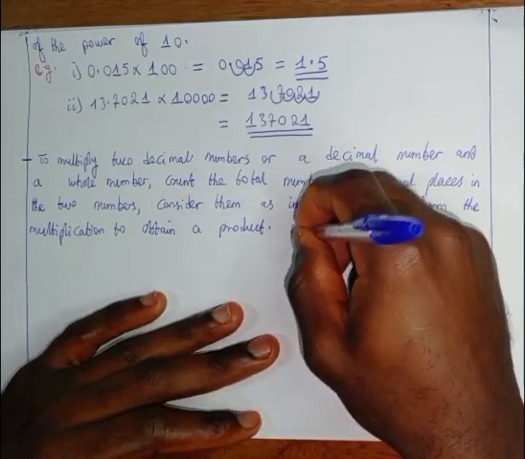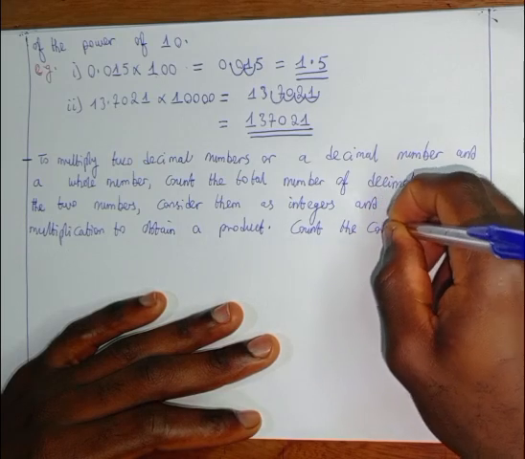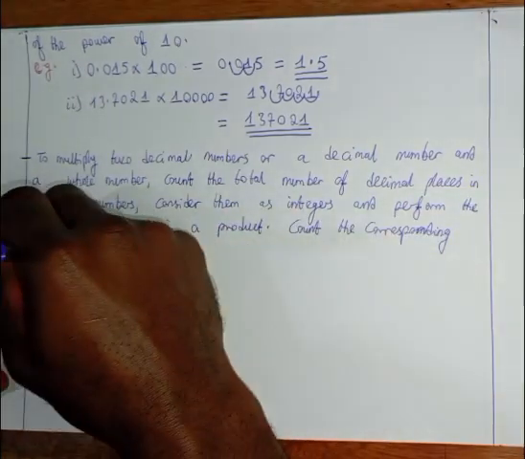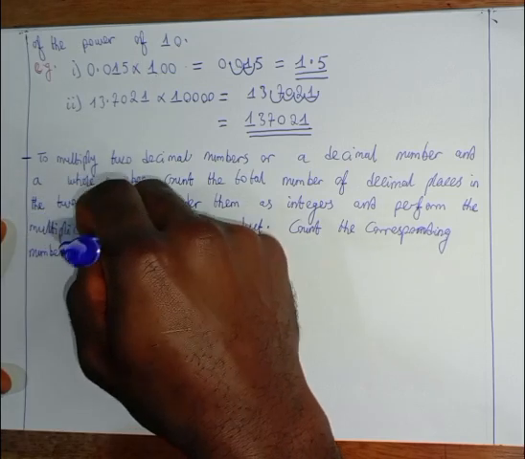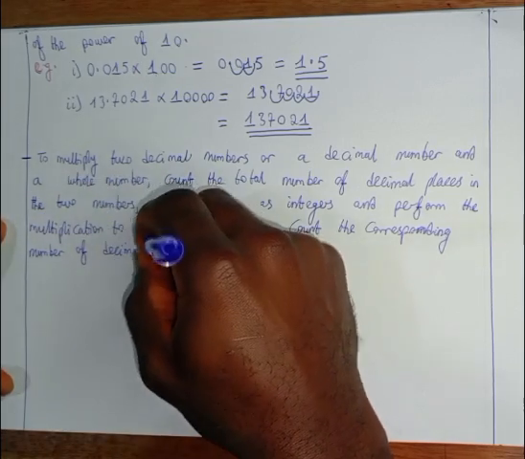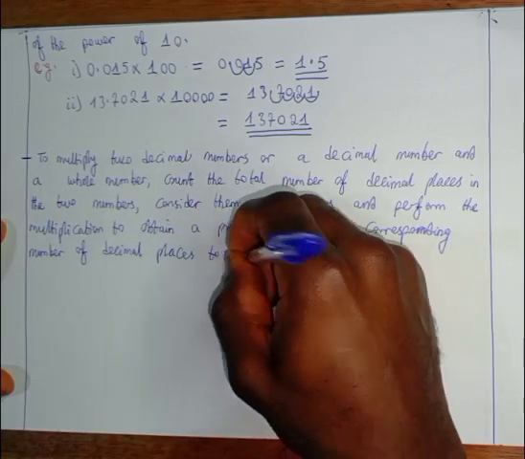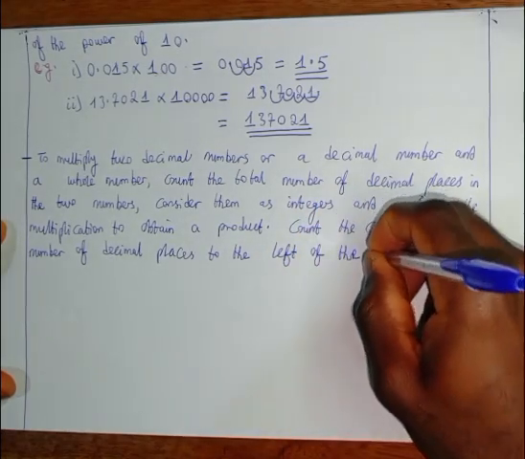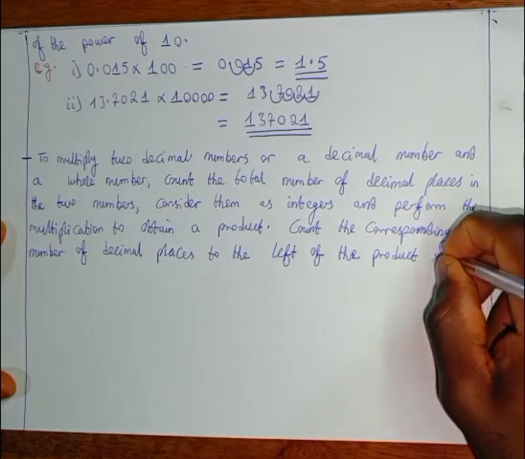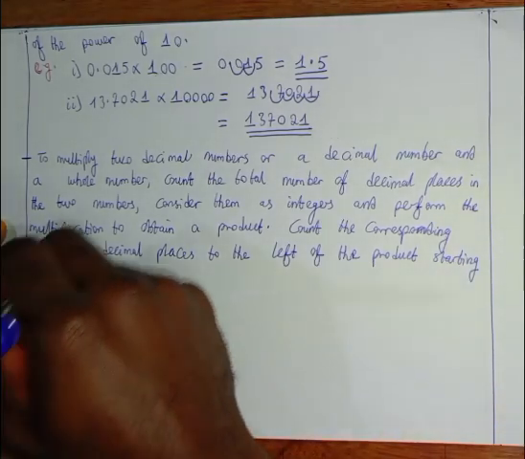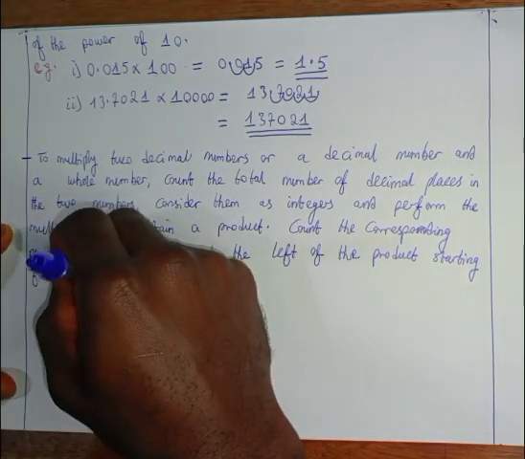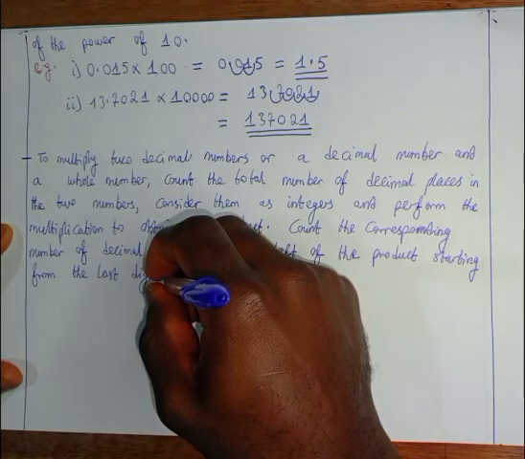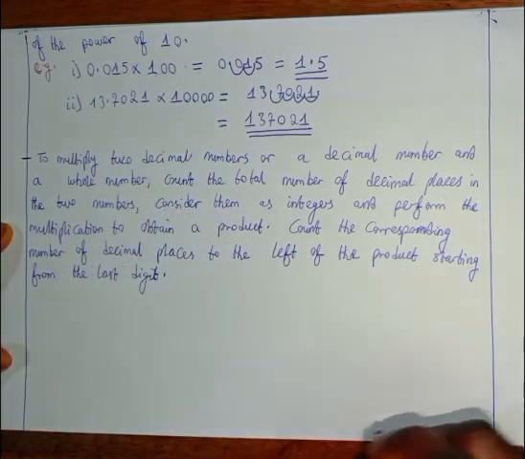After obtaining the product, now you count the corresponding number of decimal places to the left of the product, starting from the last digit at the right hand side.